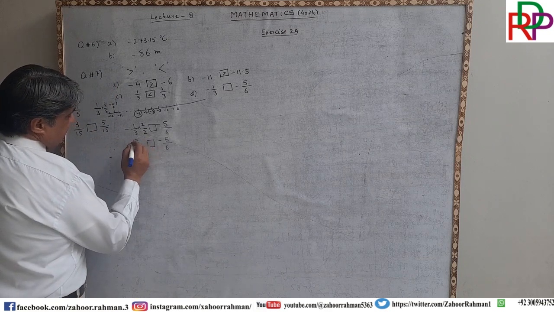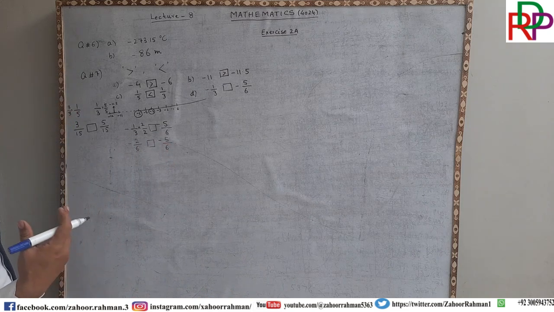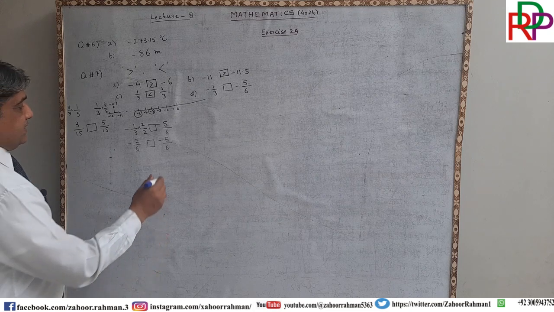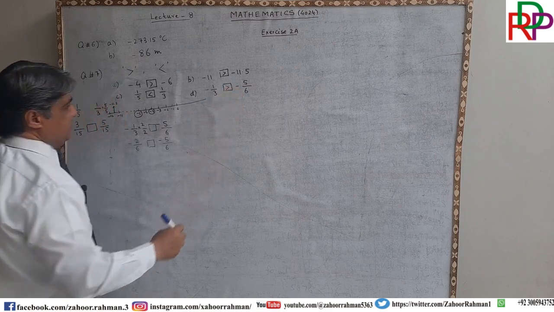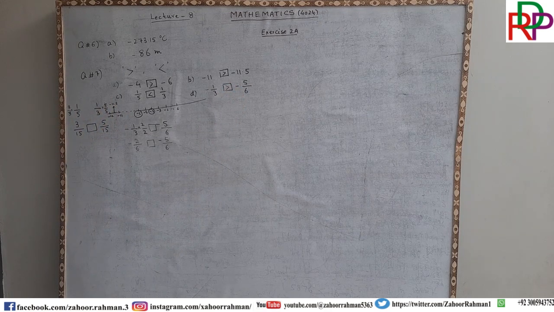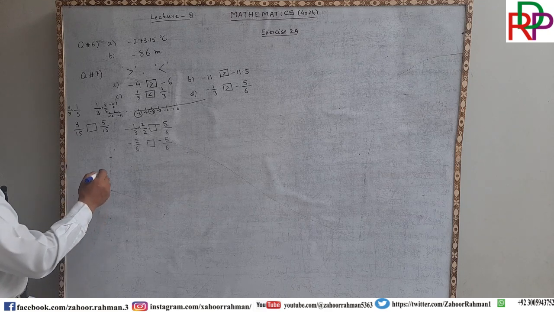And you know that minus 2 is greater than minus 5. Why? Because minus 2 is on the right side of minus 5. So here we have to put greater than. Minus 1 over 3 is greater than minus 5 over 6. Okay, that's it about question number 7.